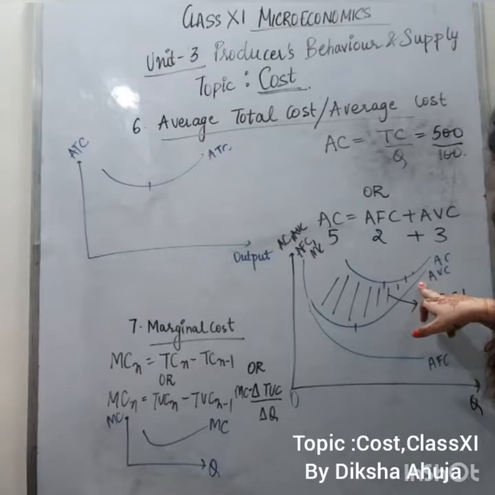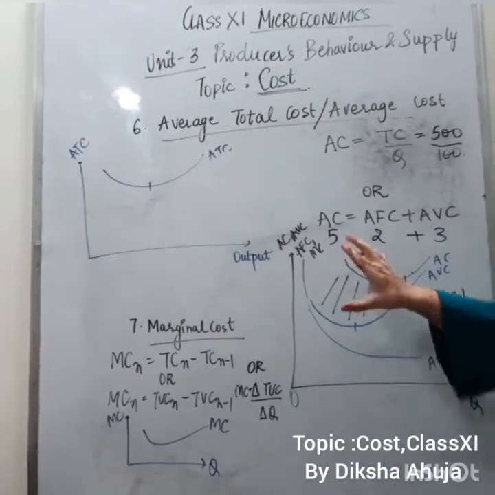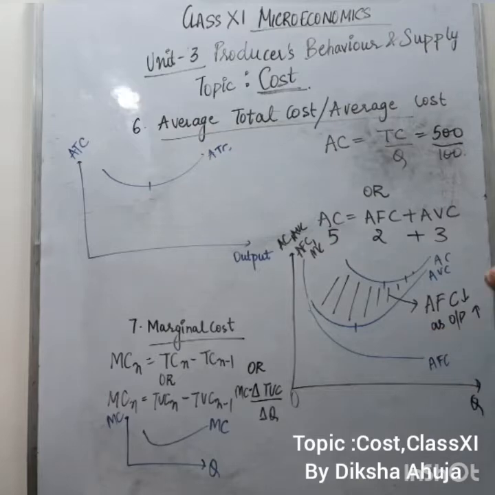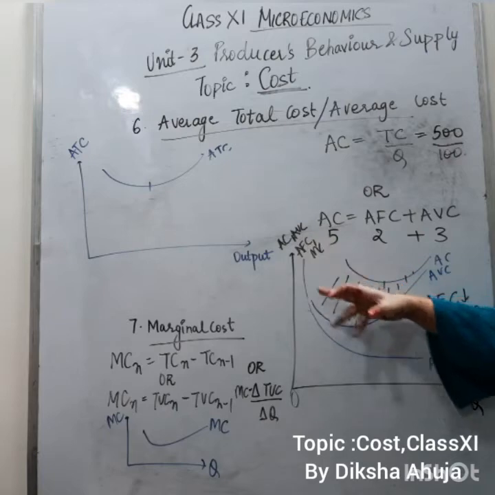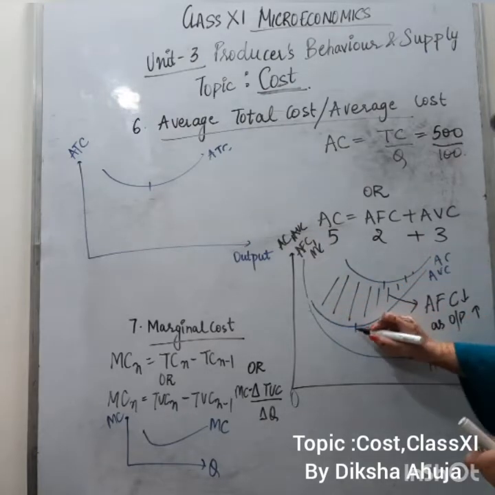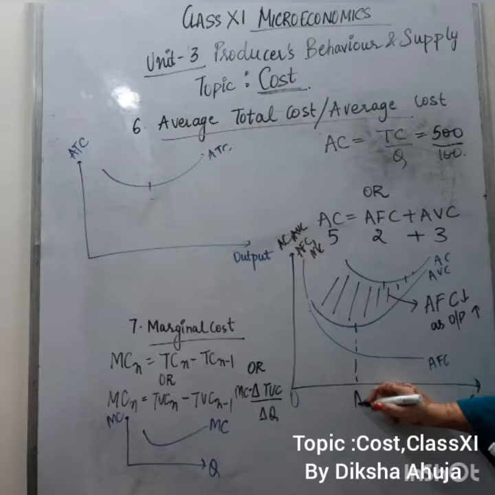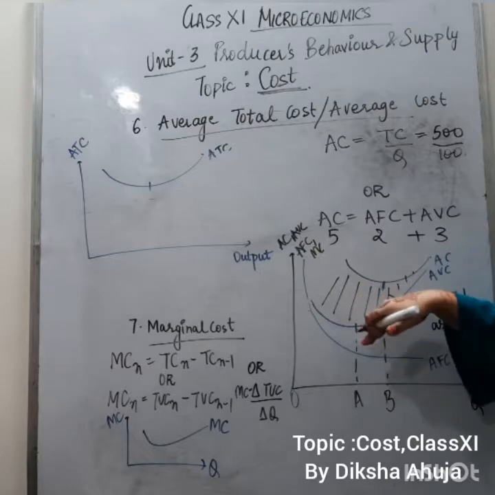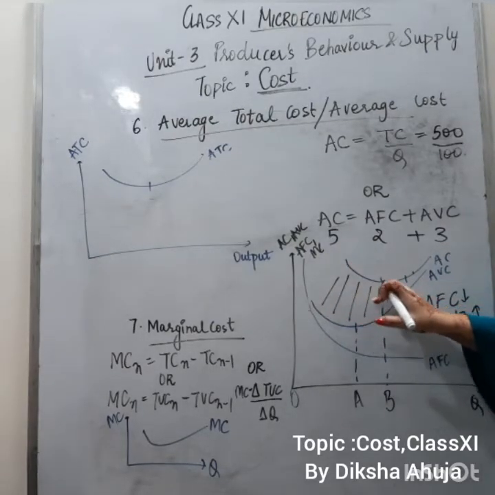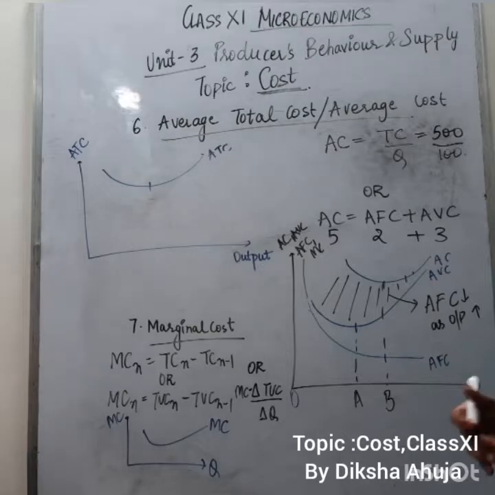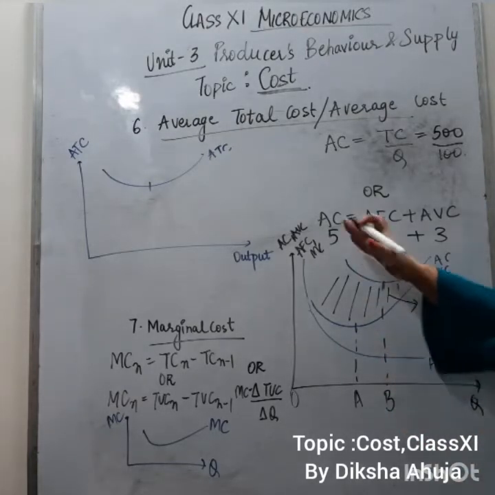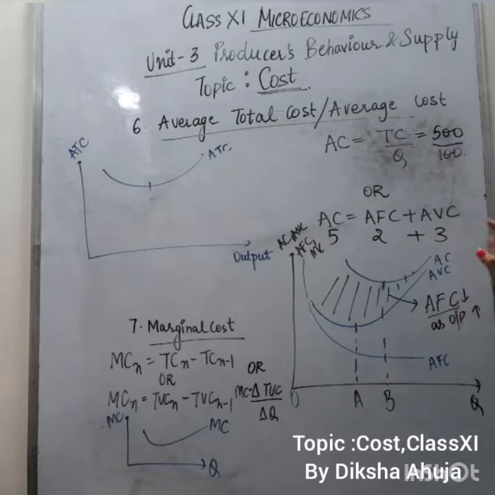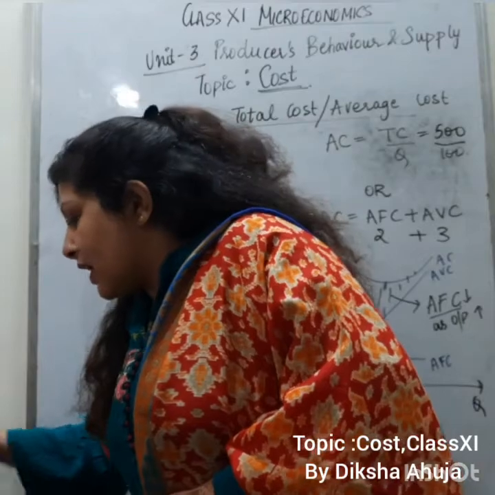Will they intersect each other anytime? No, they will not intersect, because intersecting means AFC is 0 and AFC can never be 0. Okay, so AC and AVC both are U-shaped. AFC is a rectangular hyperbola, and the minimum point of AVC, that is point A, lies to the left of the minimum point of AC. You should know AVC first falls, because the gap reduces, and then AC falls afterwards. So who is falling at a faster rate? AFC is falling at a faster rate. Okay, so this is the diagram between AC, AFC and AVC, right?